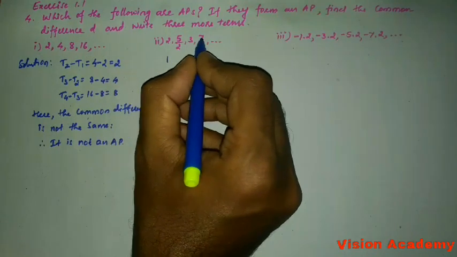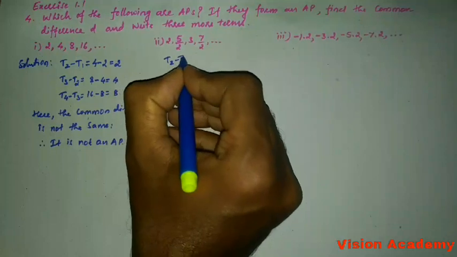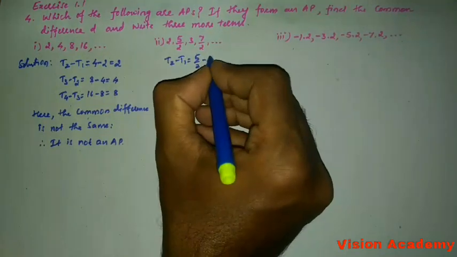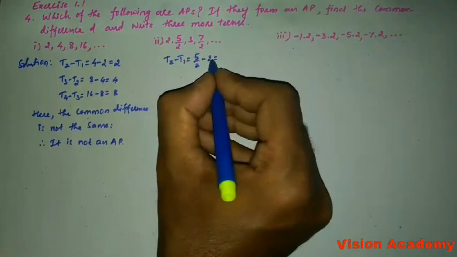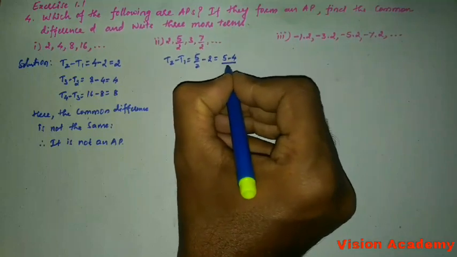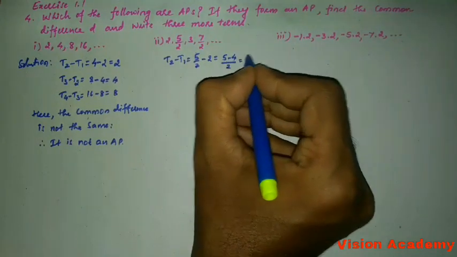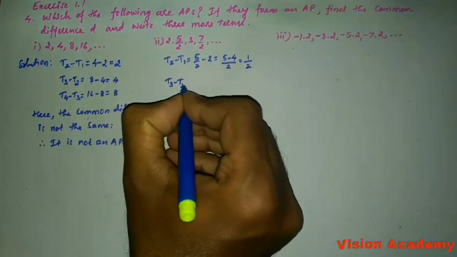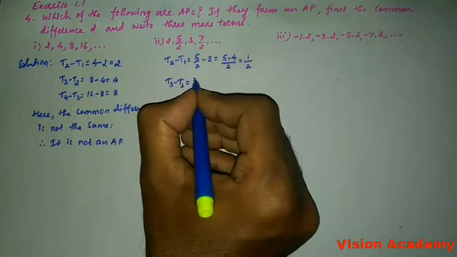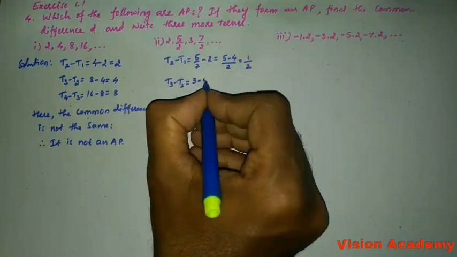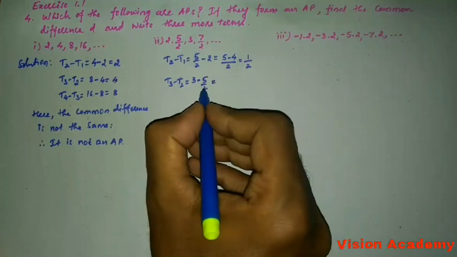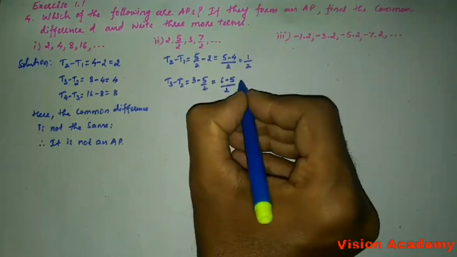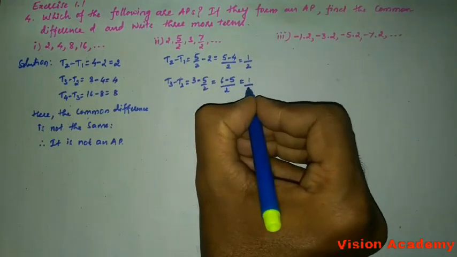2, 5 by 2, 3, 7 by 2. Let us write T2 minus T1 is equal to, T2 is 5 by 2 minus T1 is 2, is equal to 2 2s are 4, 5 minus 4 whole divided by 2. So this gives me 5 minus 4 is 1 divided by 2. Next T3 minus T2, which is equal to, T3 is 3 minus T2 is 5 by 2, which is equal to 2 3s are 6 minus 5 divided by 2 is equal to 6 minus 5 is 1 divided by 2.